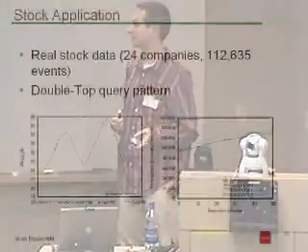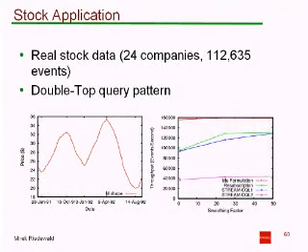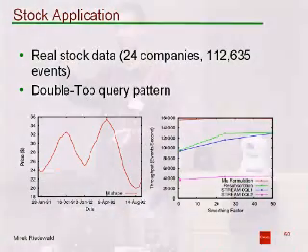There's some results we have on real RSS data, but in the interest of time, I will just skip over that. They essentially show the same, that the more complex the pattern, the lower the performance.